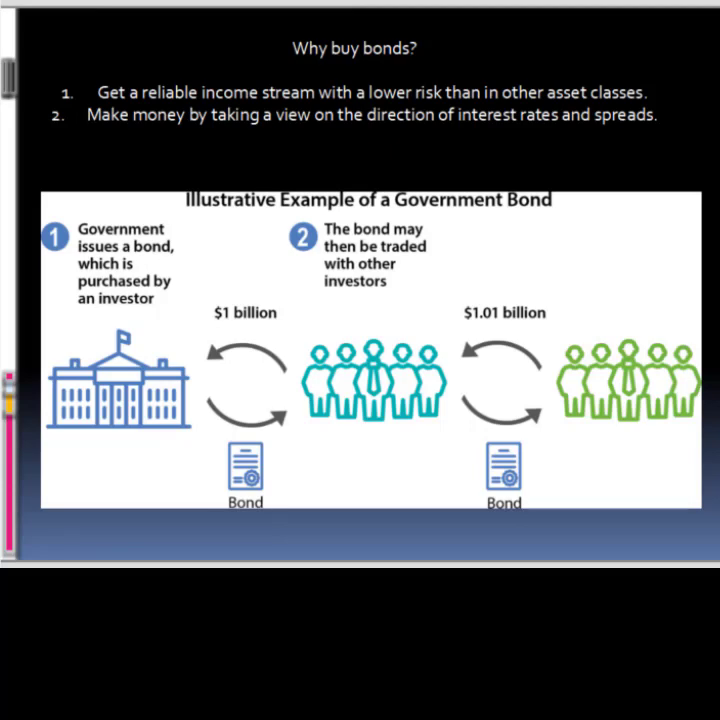Here is just an illustrative example of a government bond to understand how this works. Point number one, the government issues a bond which is purchased by you, the investor. For example, at that moment the government receives $1 billion and issues bonds. Step number two, the bond may then be traded with other investors. That's what we call the secondary market, where the bonds are traded each day, and then up to maturity date we expect to receive 1.01 billion from the government in exchange for our bond.